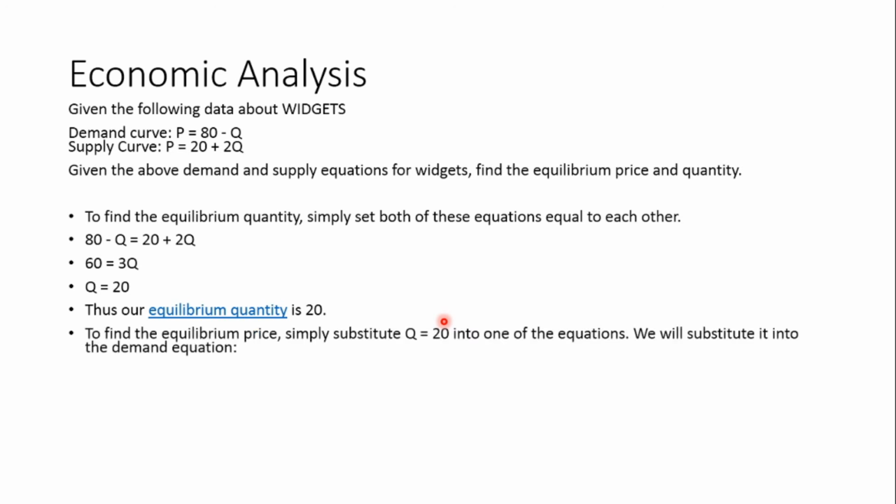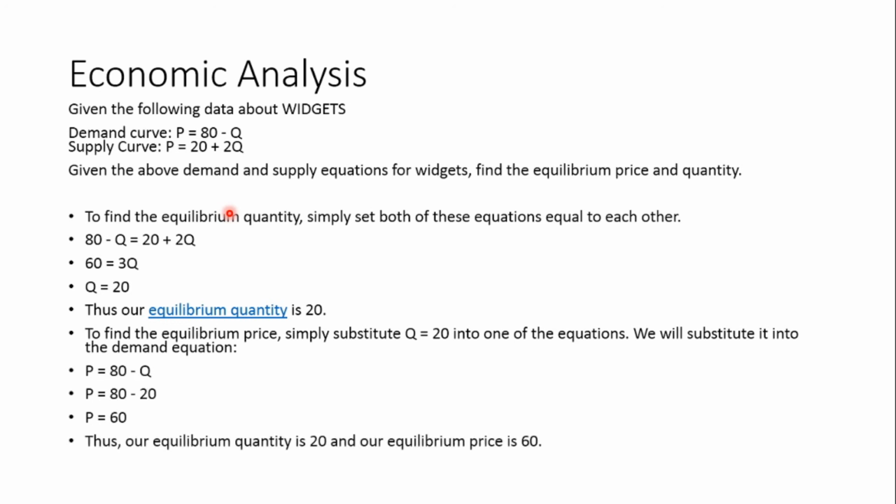To find the equilibrium price, we can put the equilibrium quantity in either the demand curve equation or the supply curve equation. Suppose here we put that quantity into the demand equation, P = 80 - Q, and we get the equilibrium price, P = 60. We can call it the equilibrium price. So for equilibrium price 60, the quantity is 20.